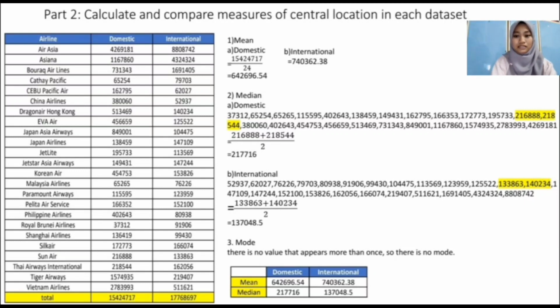So we can see that the international airlines mean is greater than the domestic airlines mean.